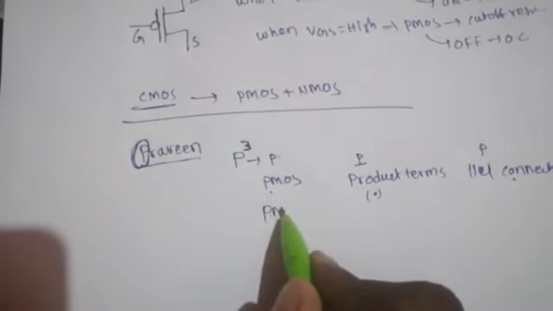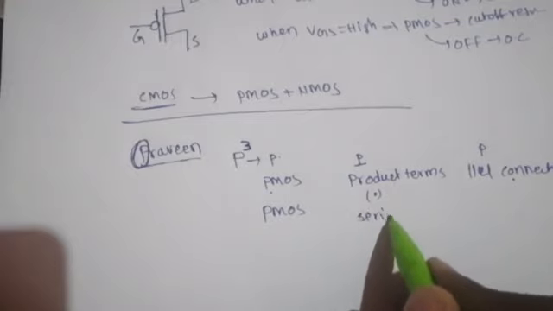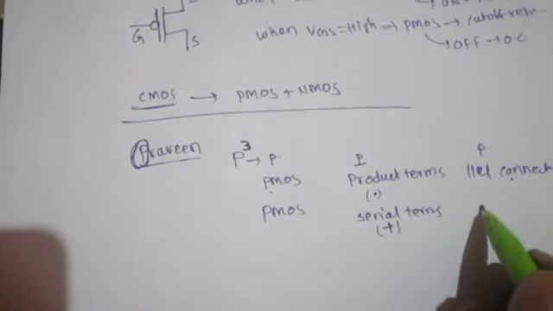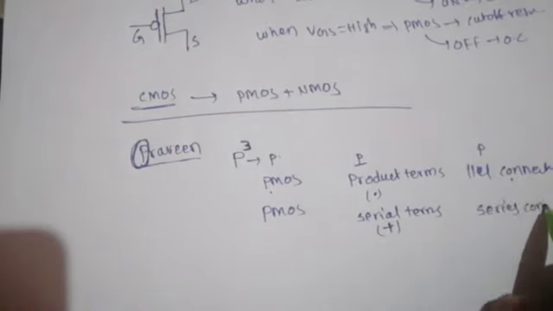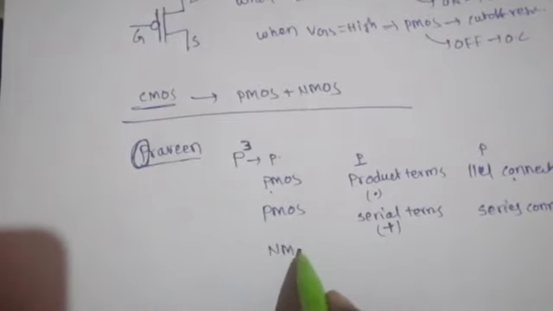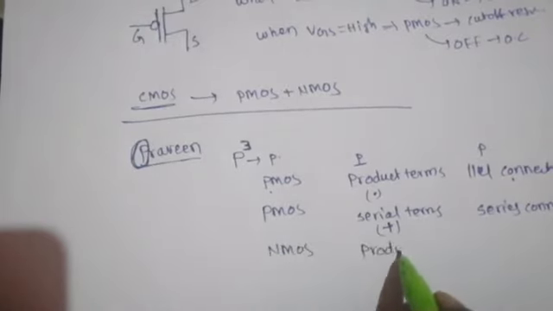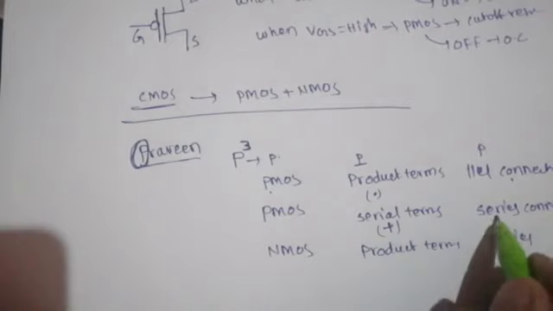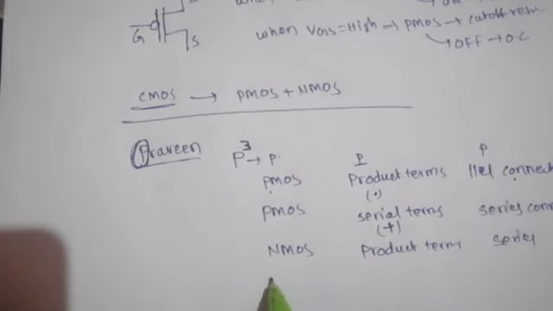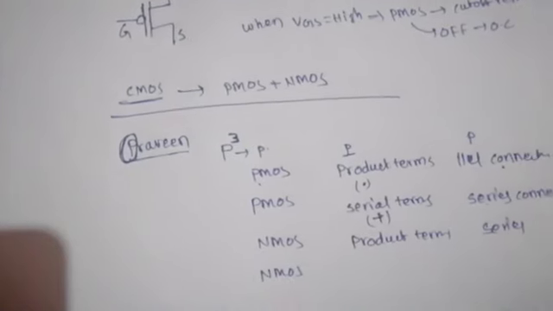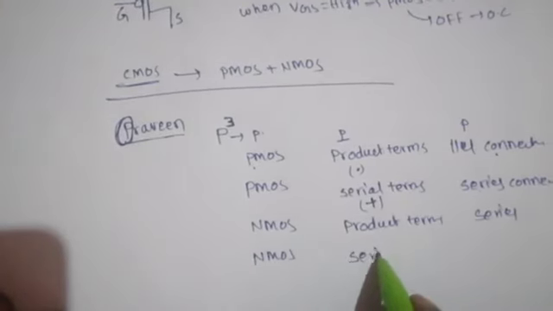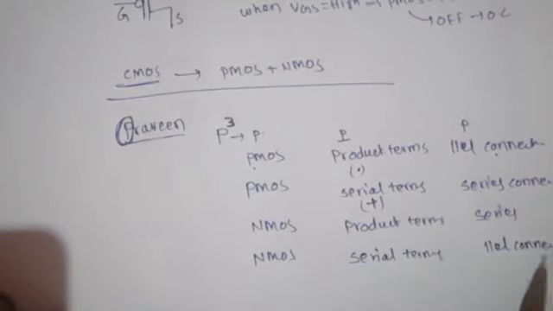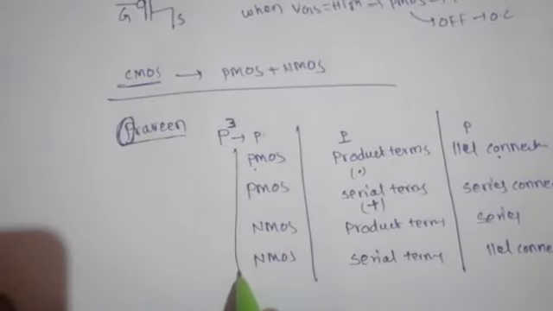Next, PMOS for serial terms, meaning plus terms, is a series connection. Next, NMOS for product terms is series connection, the opposite direction. Product terms in series, serial terms in parallel. Like NMOS for serial terms, parallel connection. So you have to remember this PQ formula.